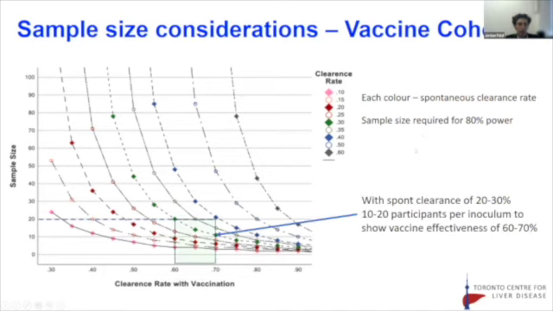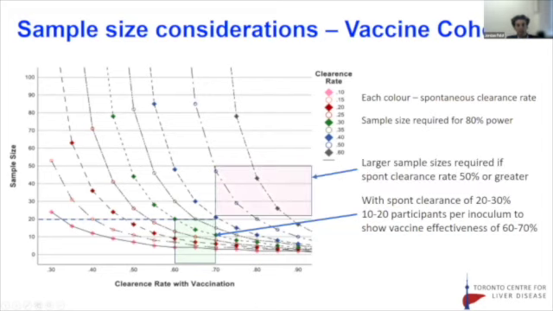So if you look at a spontaneous clearance rate of 20 to 30%, which is usually what's quoted, then you need about 10 to 20 participants per inoculum to show vaccine efficacy of 60 to 70%. And I think anything less than that, probably people wouldn't feel is worth pursuing. But it becomes more difficult if you have a spontaneous clearance rate that starts to go up. If you end up above 50%, then you start to need larger cohorts.